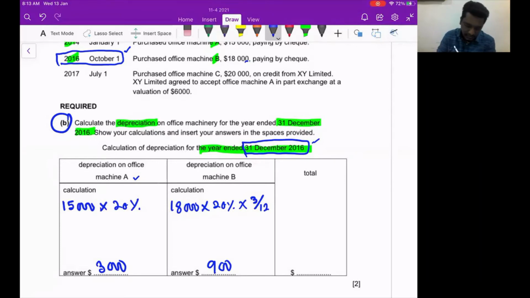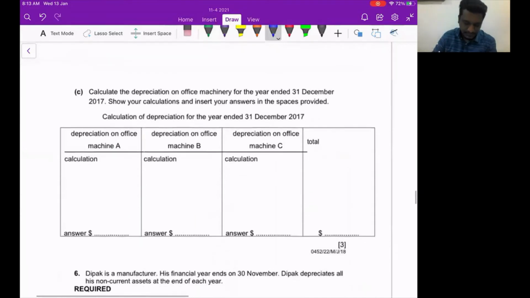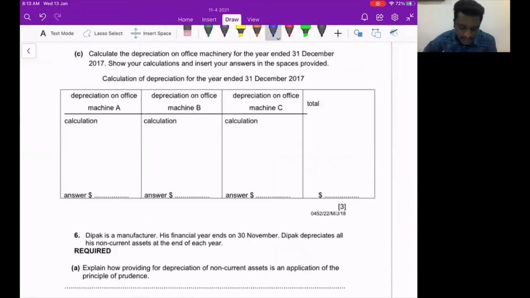So the total is 3,000 plus 900, 3,900. Good. Okay, next one. Calculate the depreciation on office machinery for the year ended 31st December 2017. Show the calculation, insert your answer in the space provided.